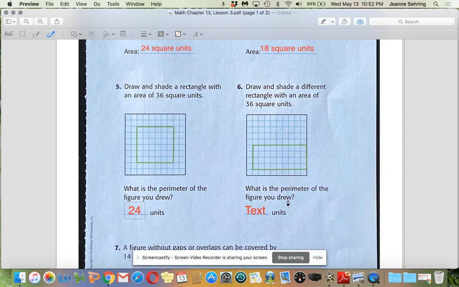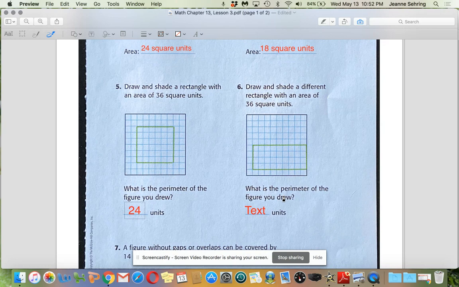Okay. Now over here, they said to draw a different shape, a rectangle with 36 square units. So I made this one 4 rows and 9 columns. So my array is 4 times 9. Again, the area is 36 square units.